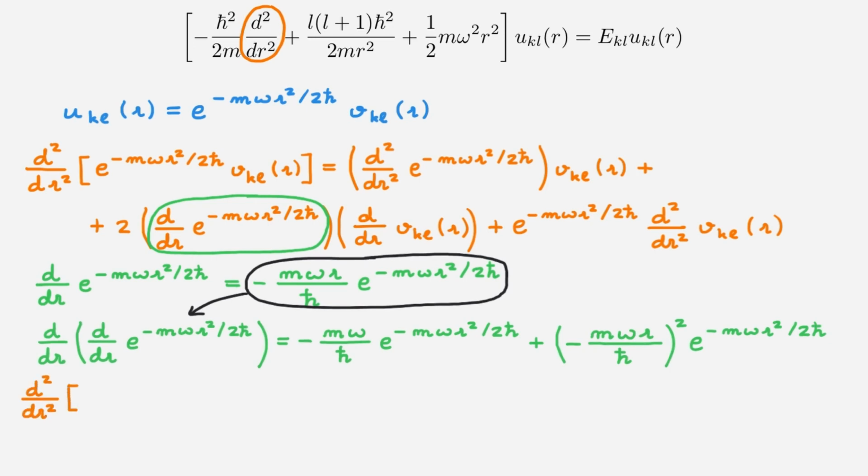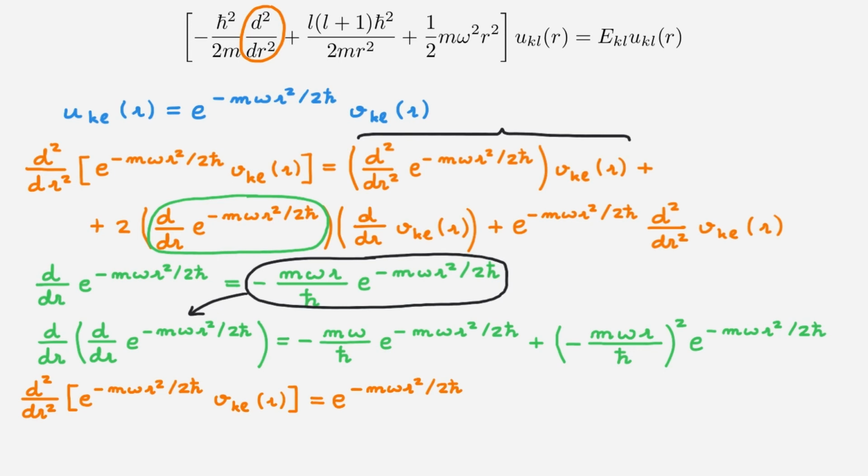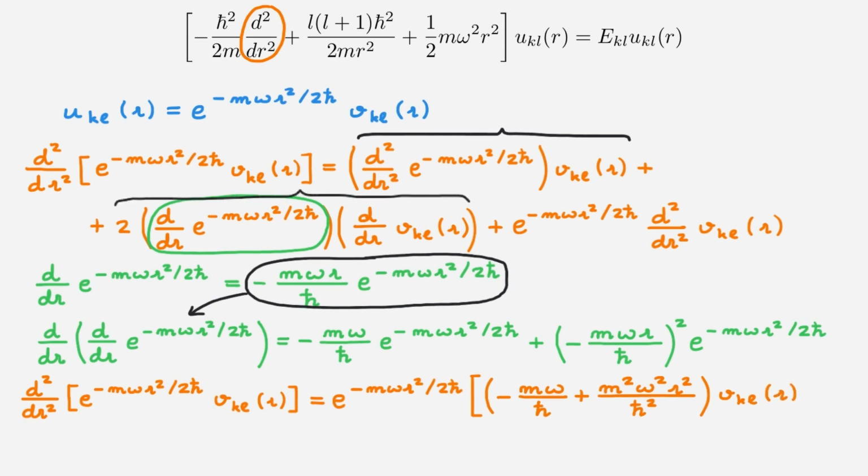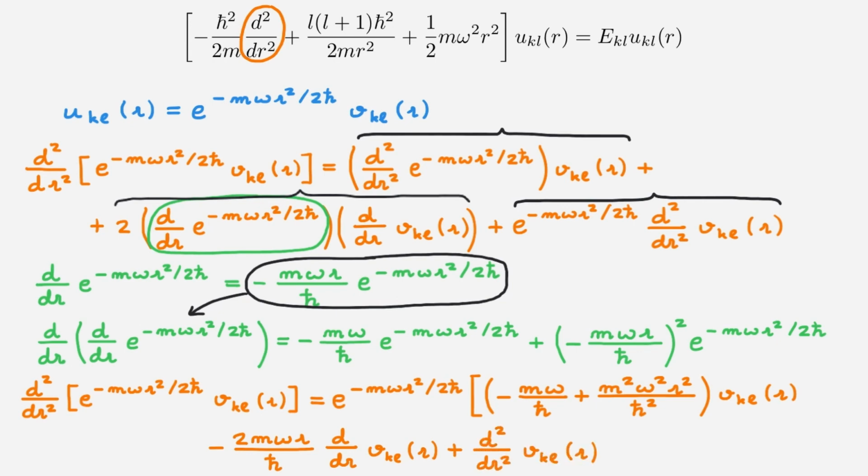Putting everything together in this second derivative, we start with an exponential common factor, then considering this first term up here, we get a term proportional to the function v. From this middle term up here, we get a term proportional to the first derivative of v. And from this final term up here, we get a term proportional to the second derivative of v.